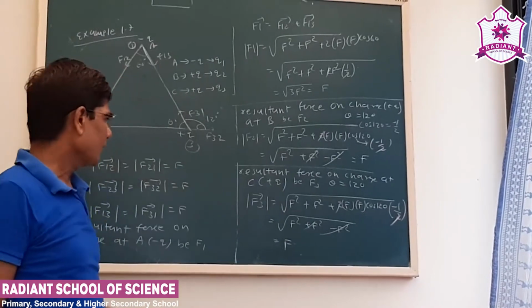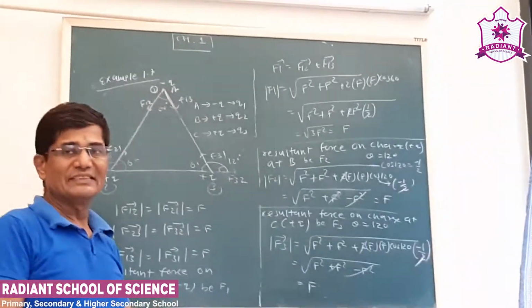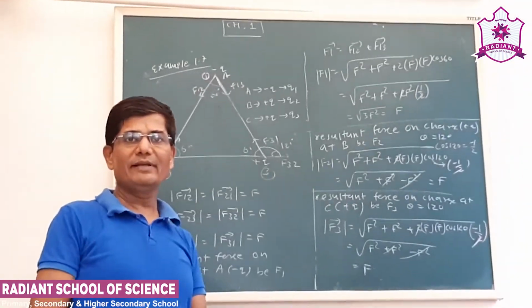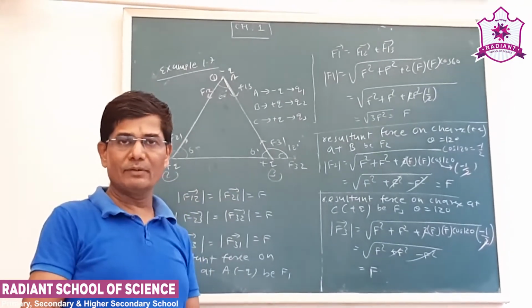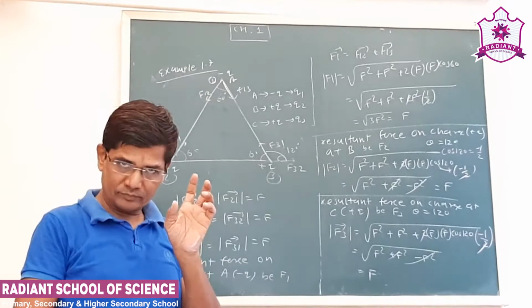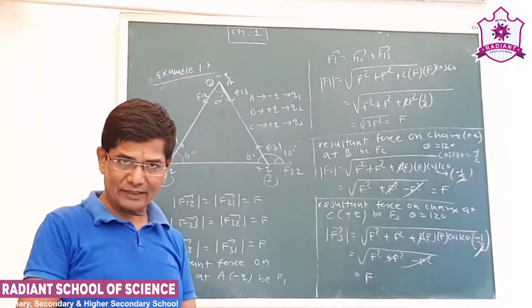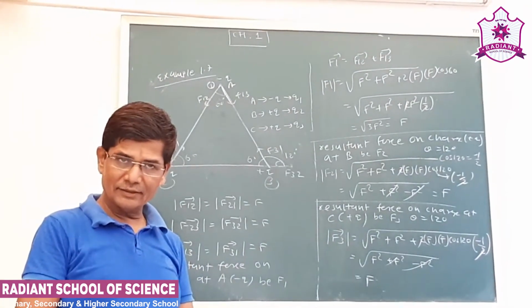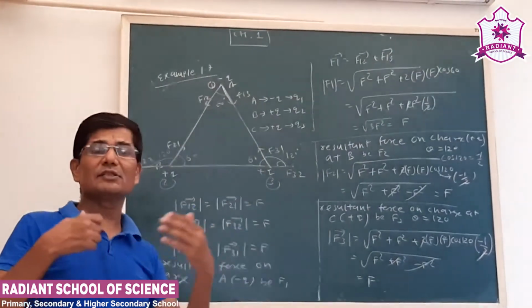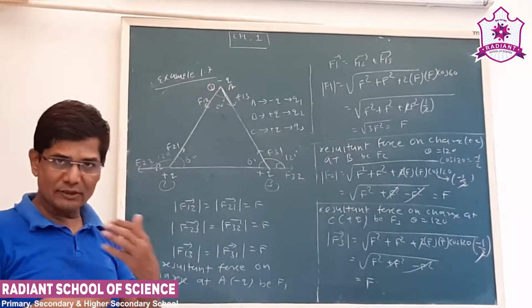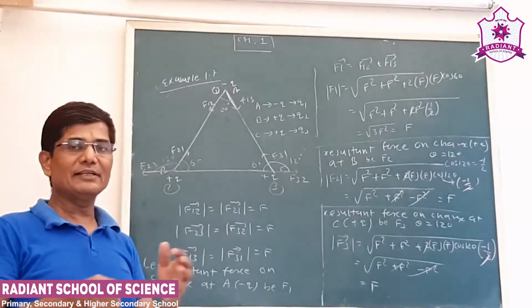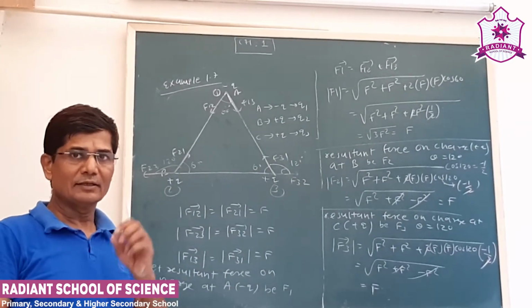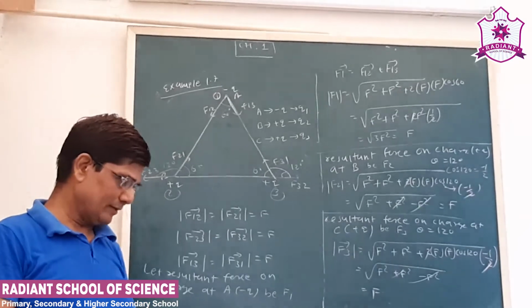So with that, we have seen a number of examples based on Coulomb's law. First were for the point charge. Here we have seen a system of point charges with more than 2 charges. Now our next topic is a new topic, that is electric field.